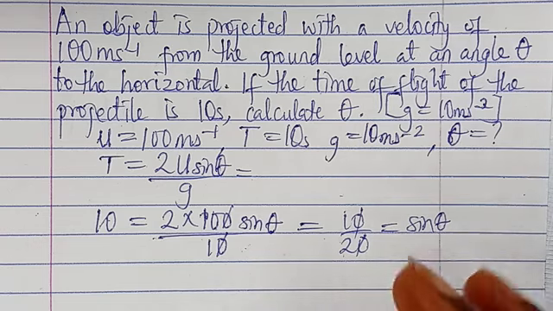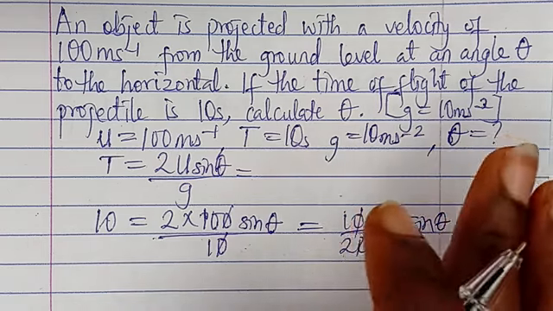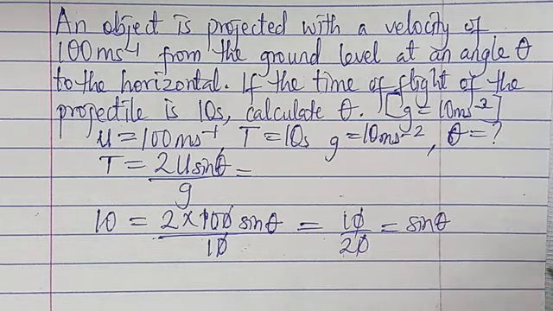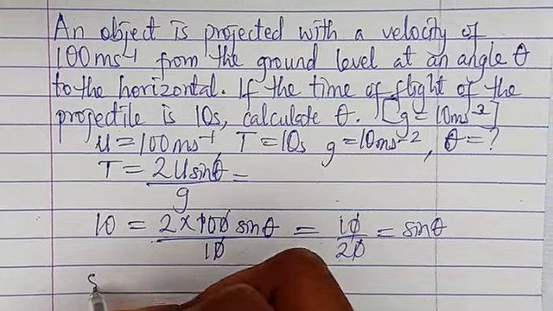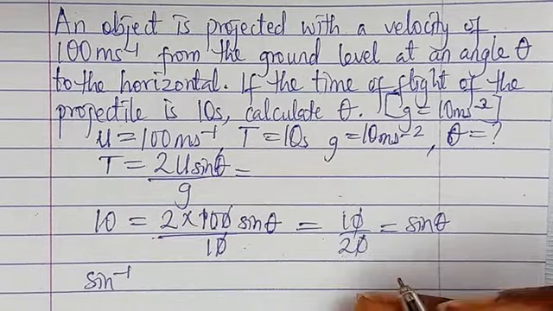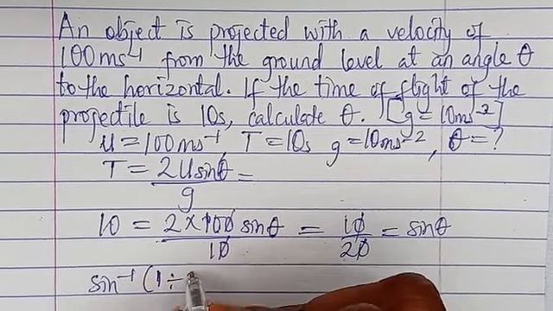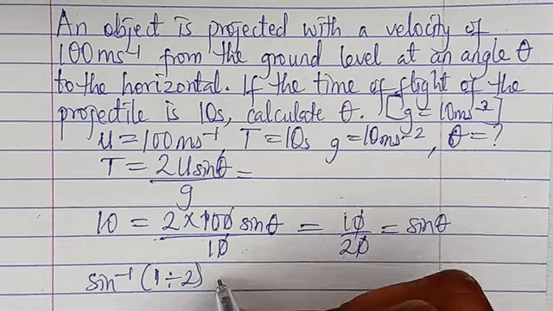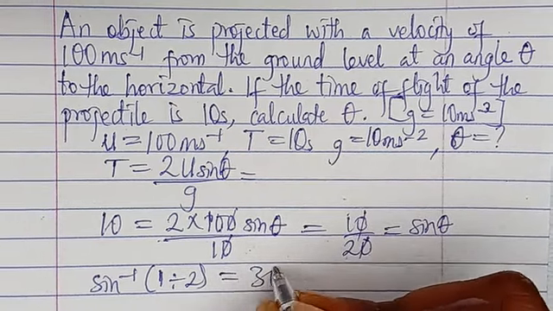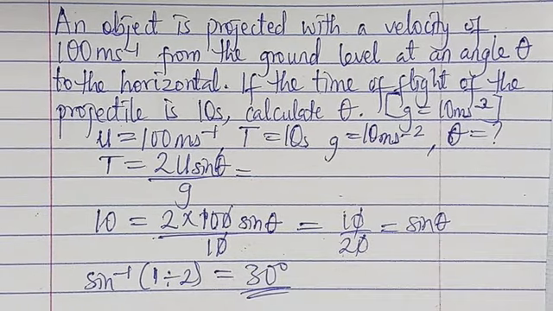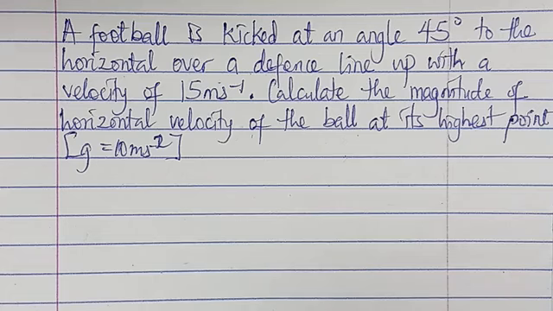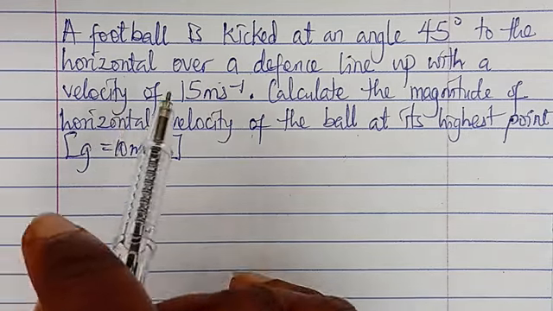Or let's say it's not this simple or popularly known angle that you found here. All you have to do is take sine inverse of whatever is on this side, 1 divided by 2. That is what you have here. And then when you've done that, you get 30 degrees as the angle. So that is it. So let's look at another example.